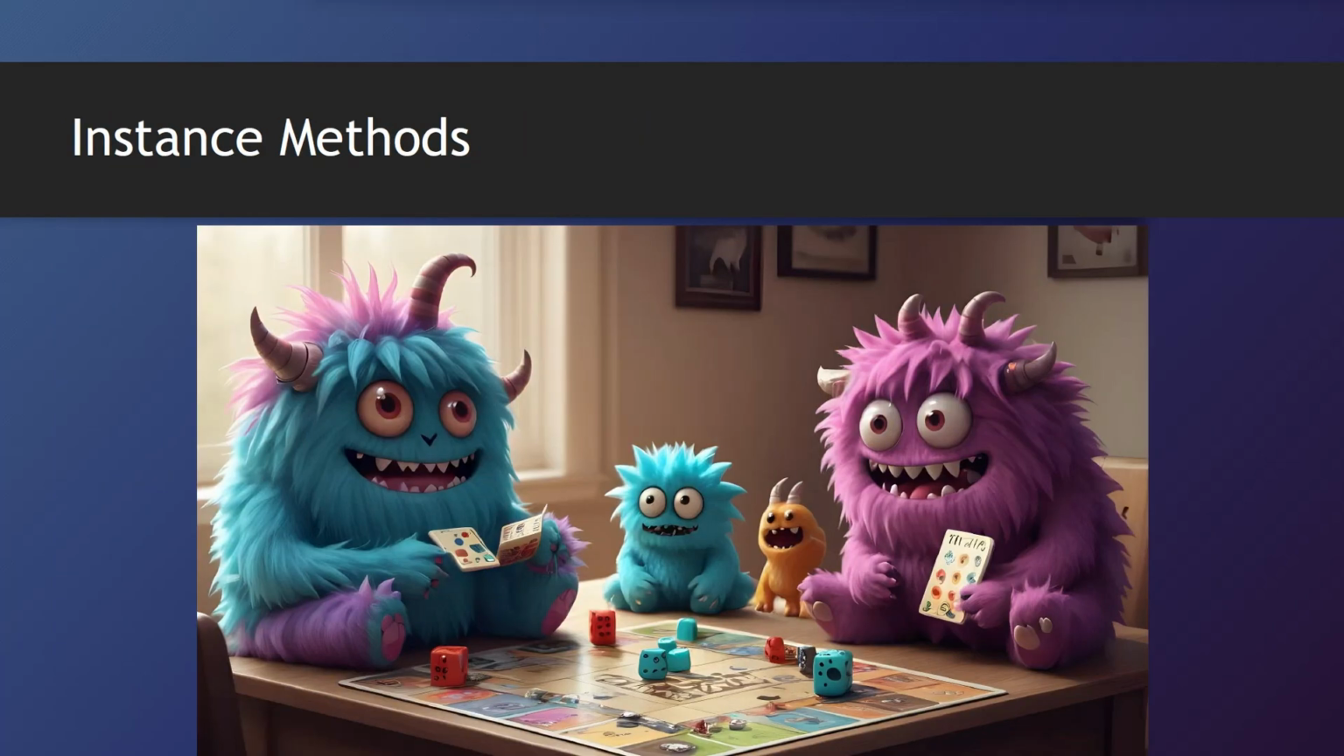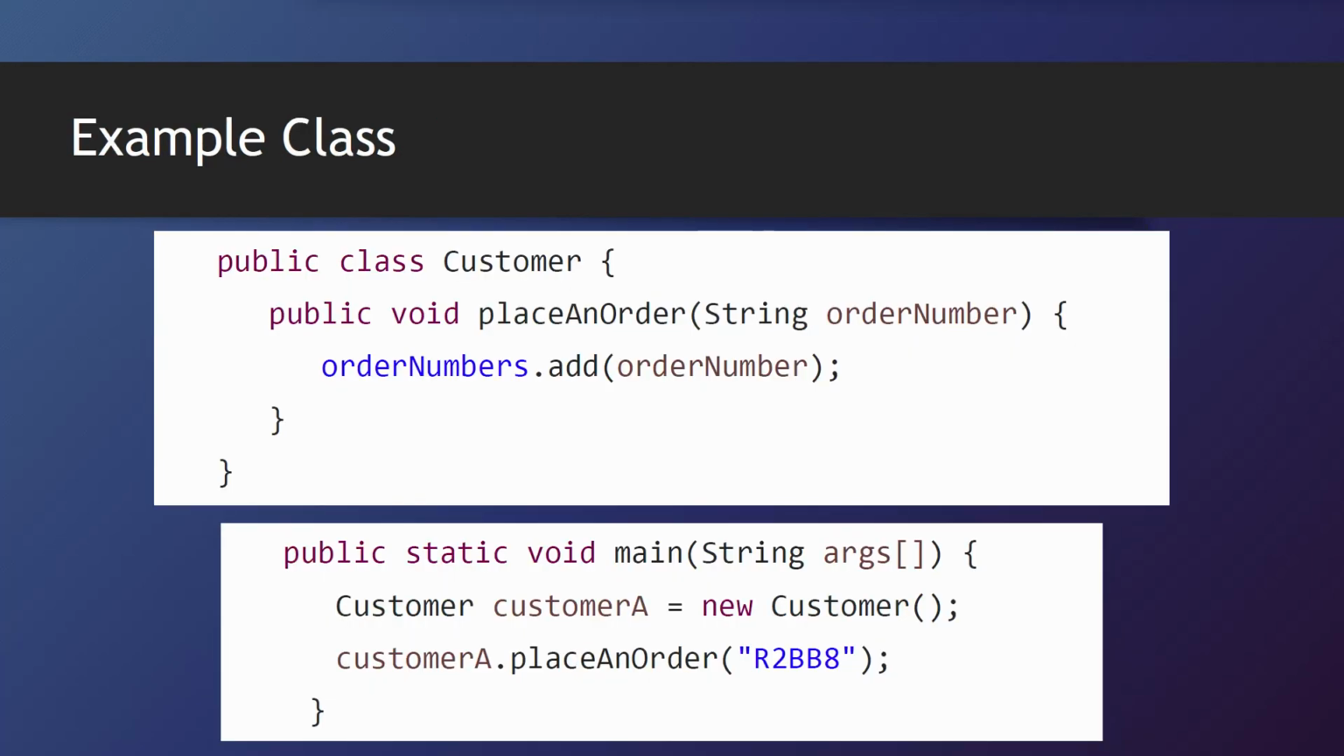Let's quickly review the basics about instance methods. Instance methods are meant to represent behavior or functionality that an object takes. Instance methods often change the attributes or characteristics of the object. For example, we might have a method called place an order that would add an order number to the customer's list. When we invoke an instance method such as this, we use an invoking object.